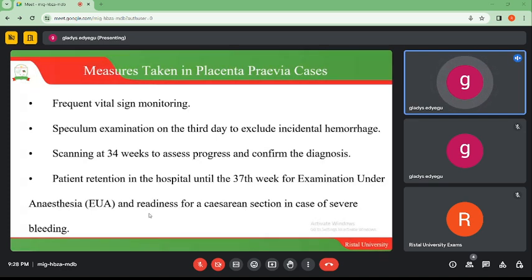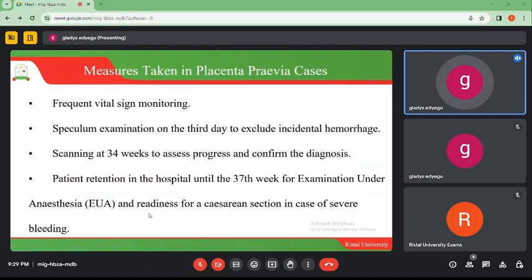Then scanning at 34 weeks to assess progress and confirm the diagnosis. This mother, sometimes maybe they have done the scan early in the early pregnancies, early weeks of gestation. So at around 34 weeks and 36, you should also repeat the scan so that you can be able to confirm that really this is placenta previa as a diagnosis.